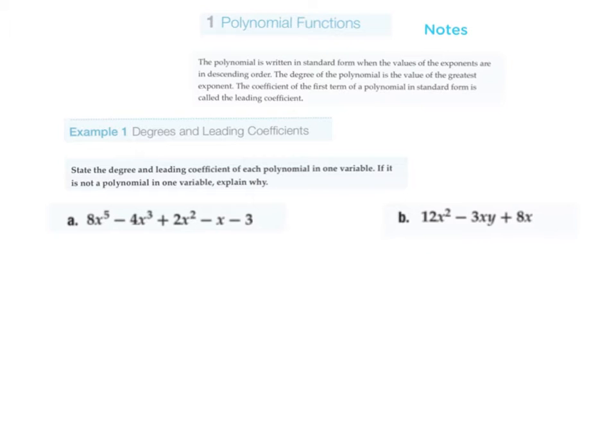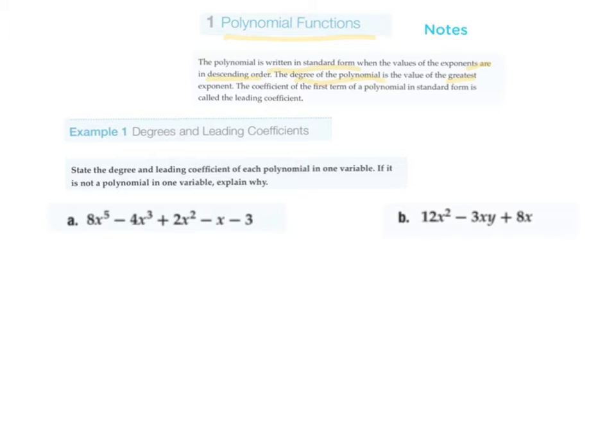So what we're going to do now is look at polynomial functions. And we want to be able to write a polynomial in what's called standard form. In standard form, we're looking at the exponents, and we want to put them in descending order. That means we want the term with the highest degree first and then go down from there. We also want to make sure we only have one variable.